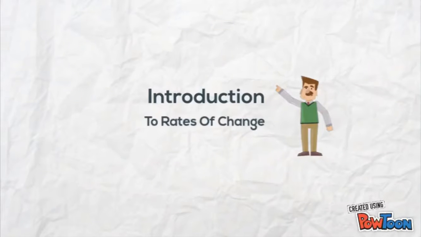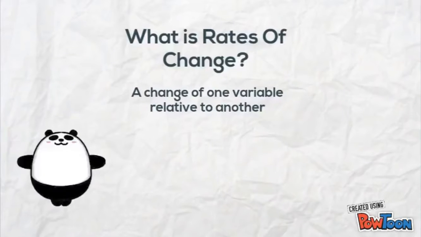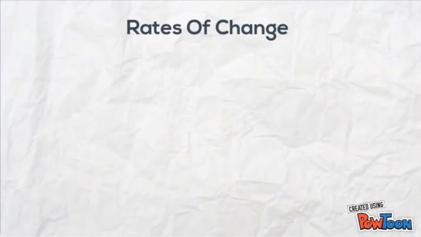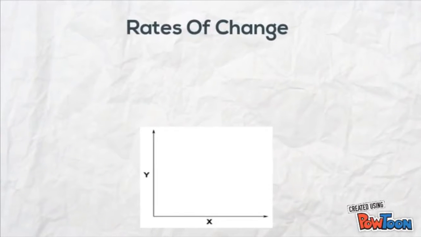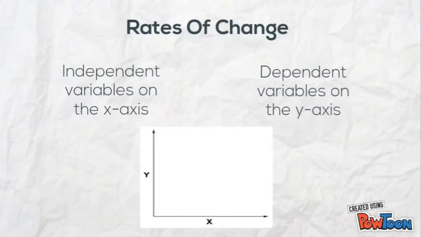Introduction to Rates of Change. Now what is rates of change? Rates of change is basically a change of one variable relative to another. When you graph out rates of change, the independent variables will be on the x-axis and the dependent variables will be on the y-axis.